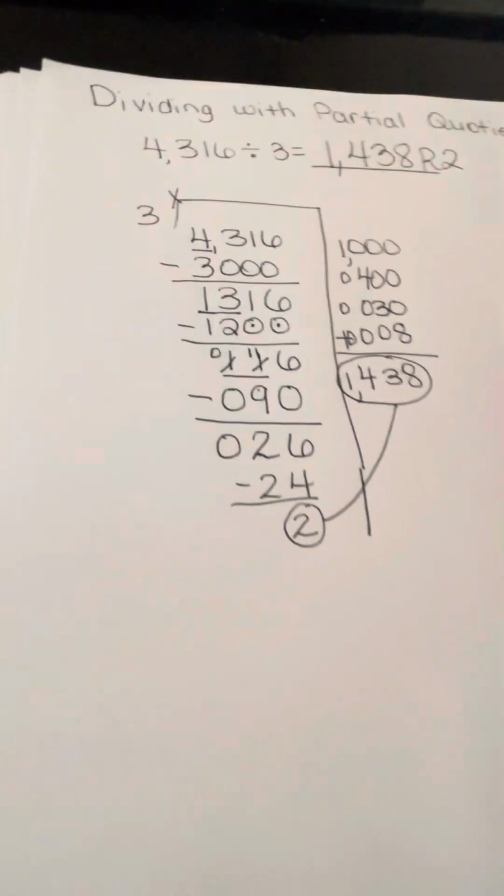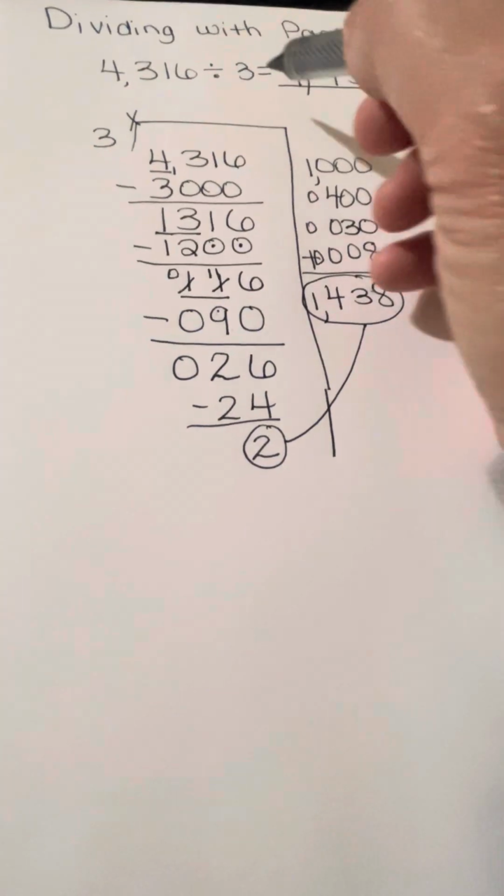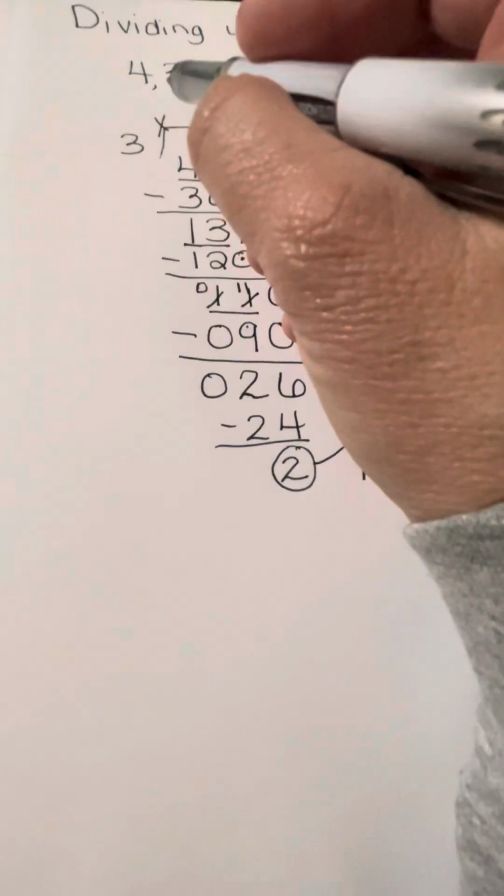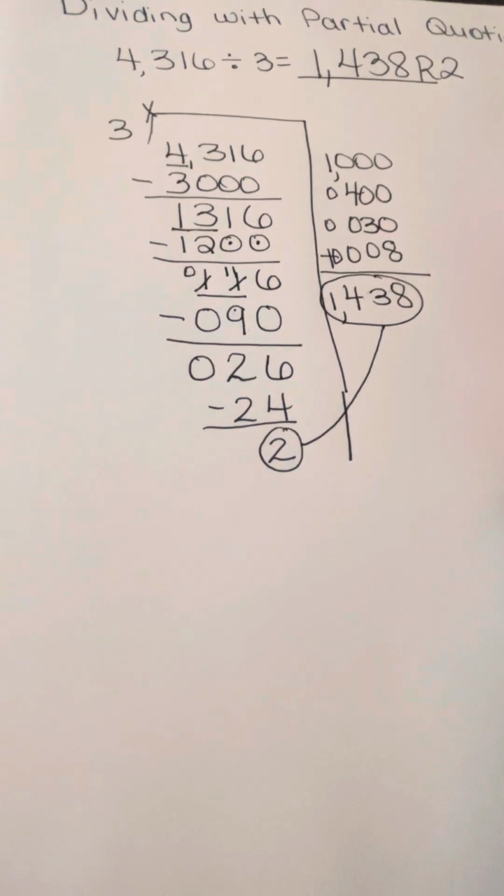And you would check with multiplication to make sure. You would multiply 3 times 1,438 and then add the 2, and you should get 4,316.